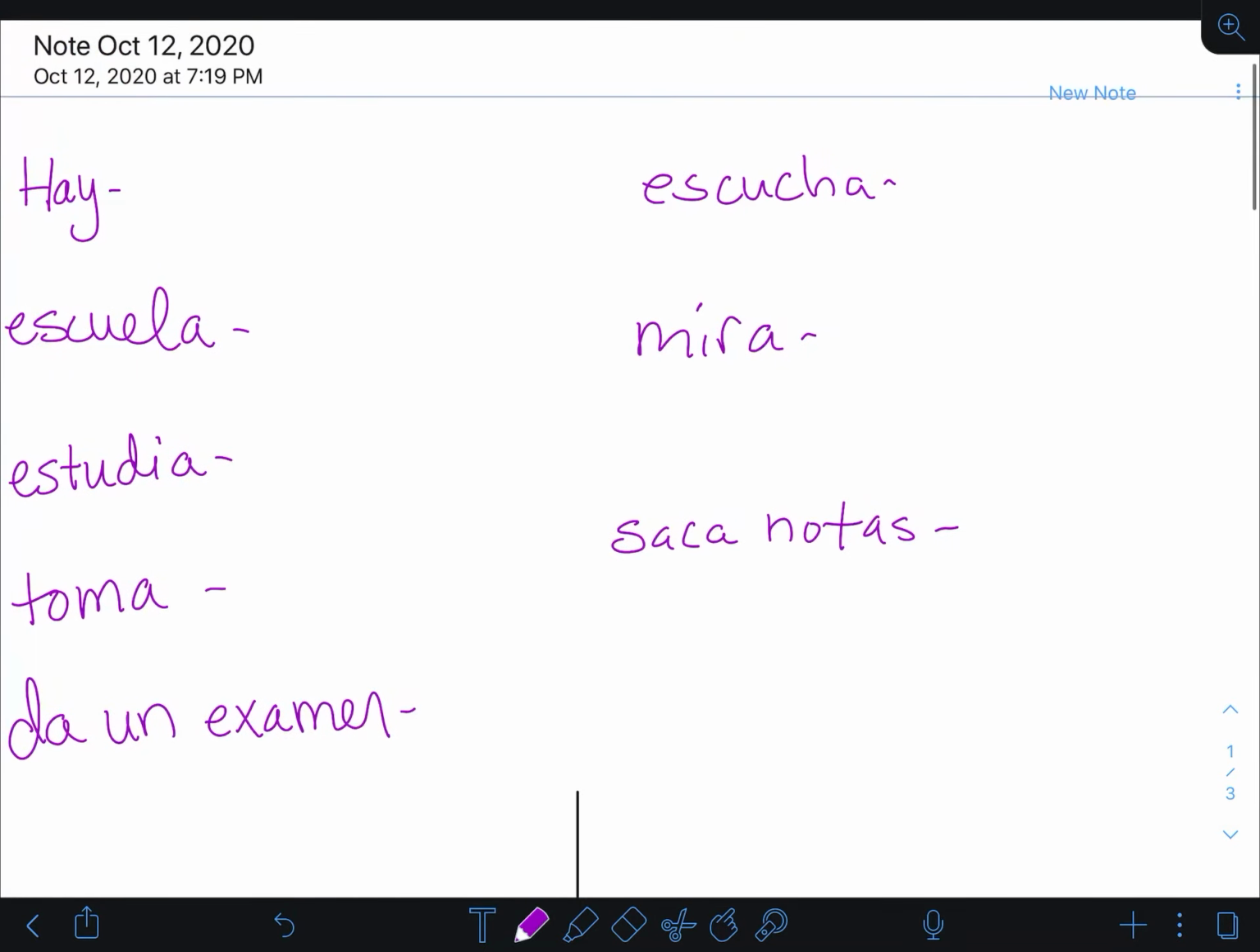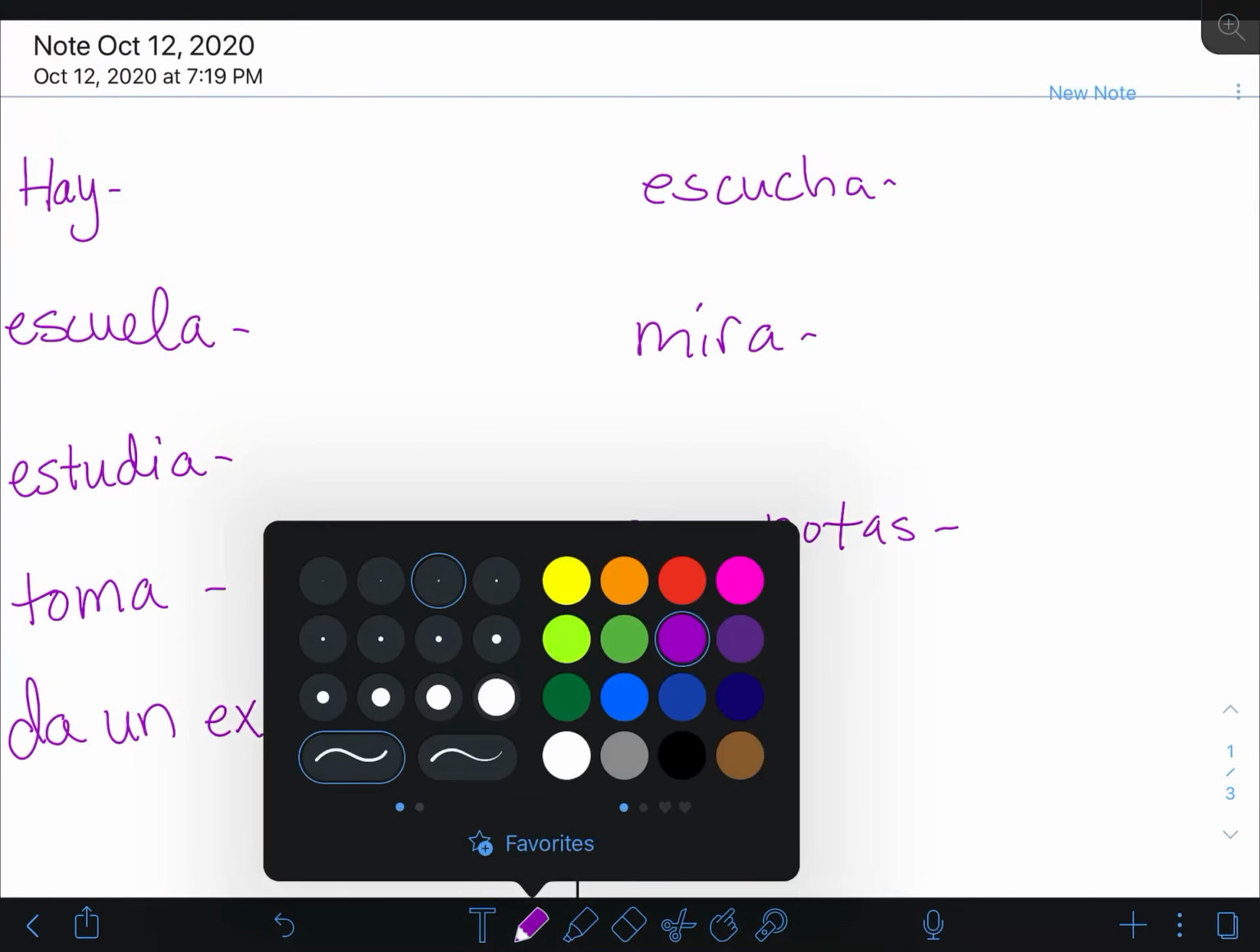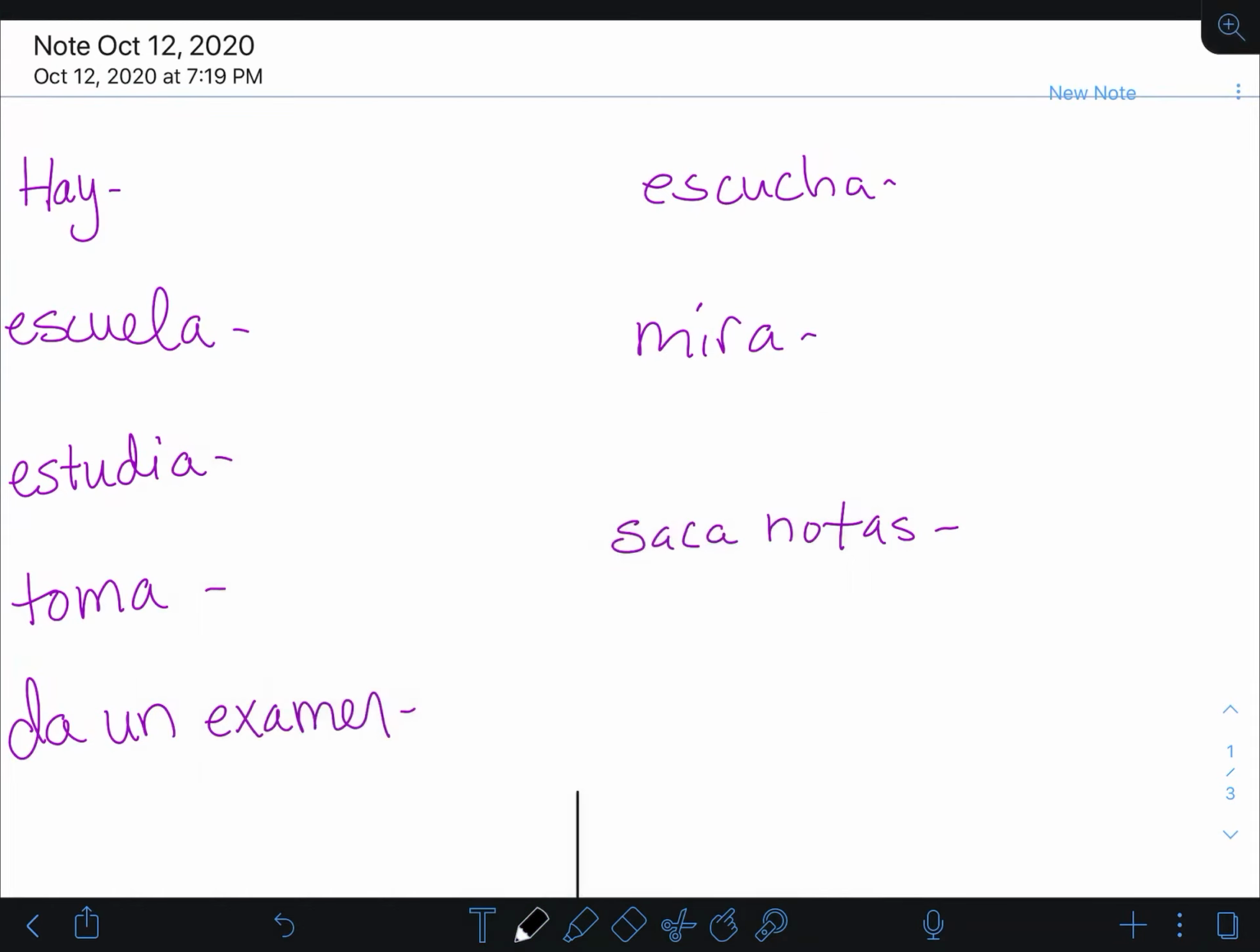So we have hay, right? Hay means there is or there are. Okay, this is super important. Escuela, school. So this is just some key vocab in the story that I'm going to tell. Estudia, he, she, or it studies, right? It refers to dog or really anything that we make come to life.